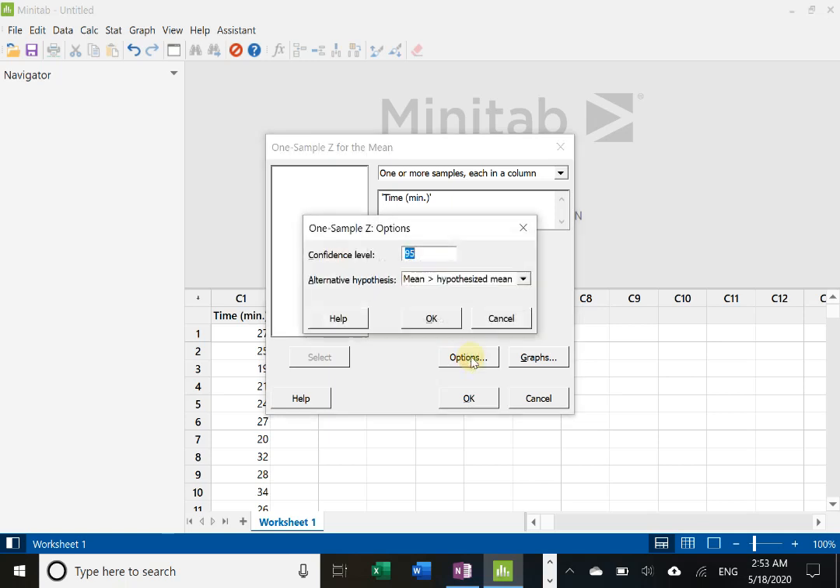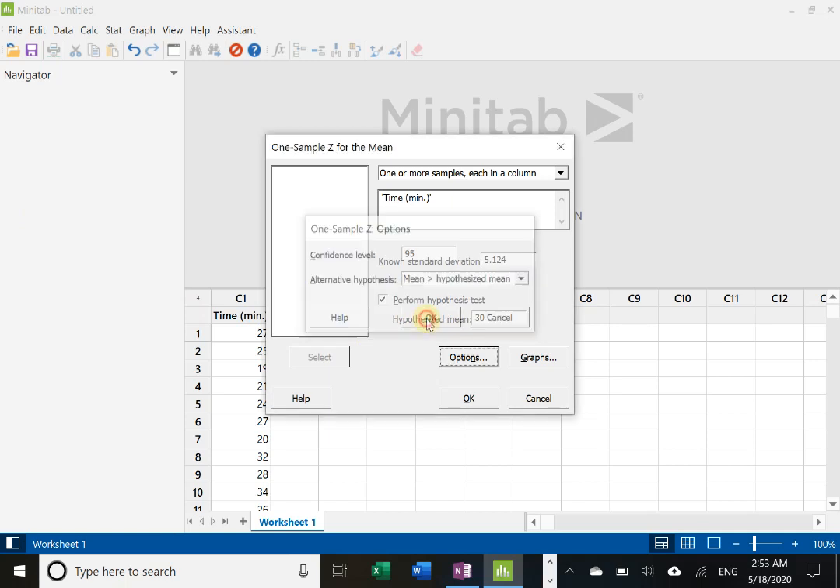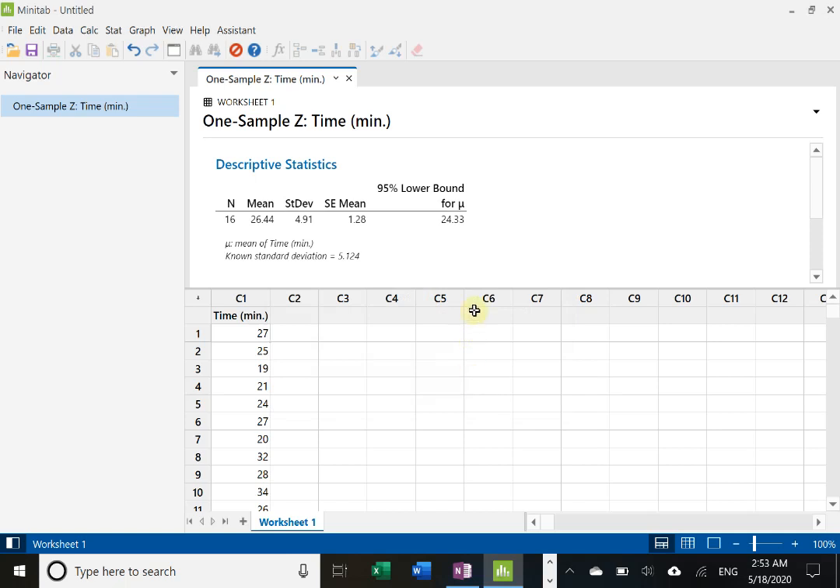We then go to Options, and in here, if you click there, you have the three options: left tail, two tail, right tail test. In example number 2, we're doing a right tail test. That means it's greater than. Hit OK, and we're good to go. And there you have it.